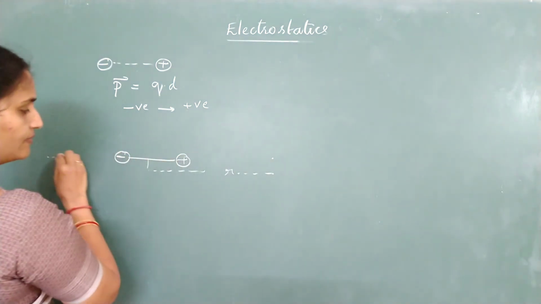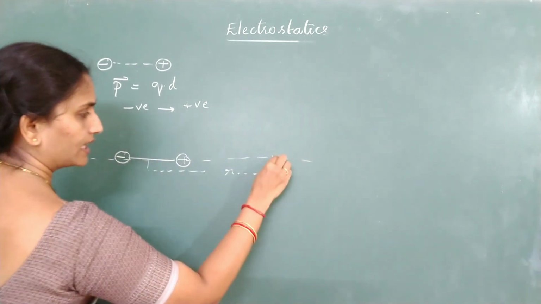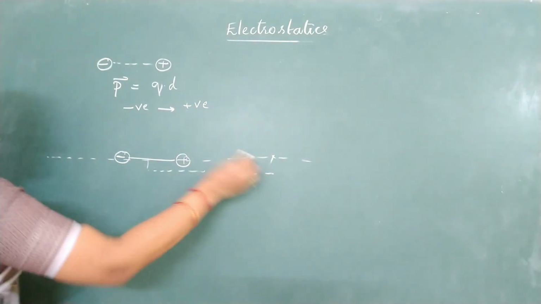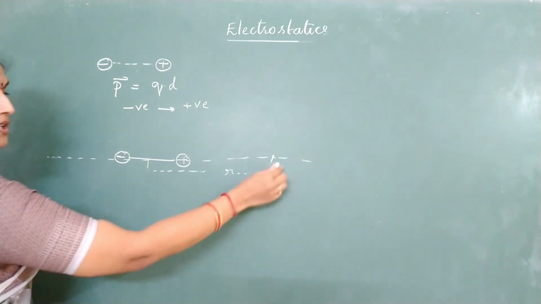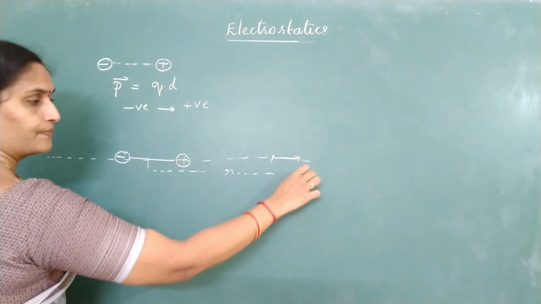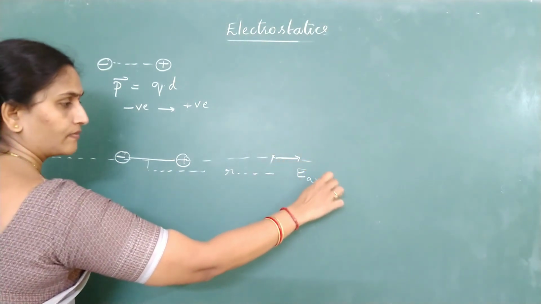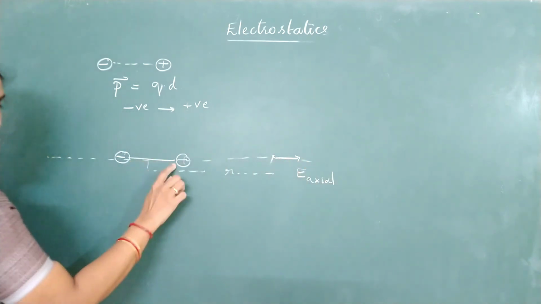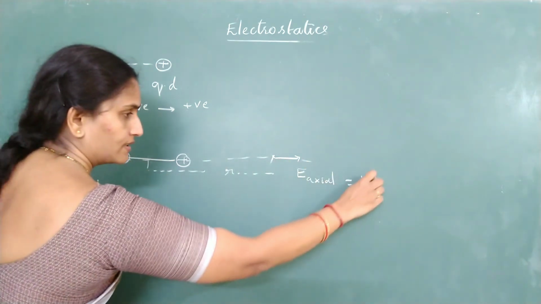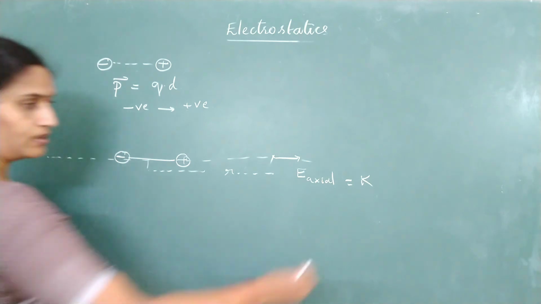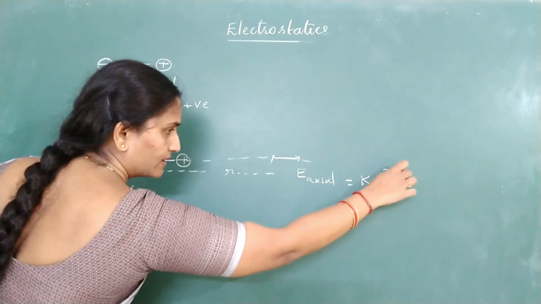This point, which is passing through the axis, is called the axial line. Then this line is called the axial line. So what is the field along the axial line? E axial, which is in the direction of the dipole moment, is k, which is 1 by 4 pi epsilon naught, 2p by r cube.